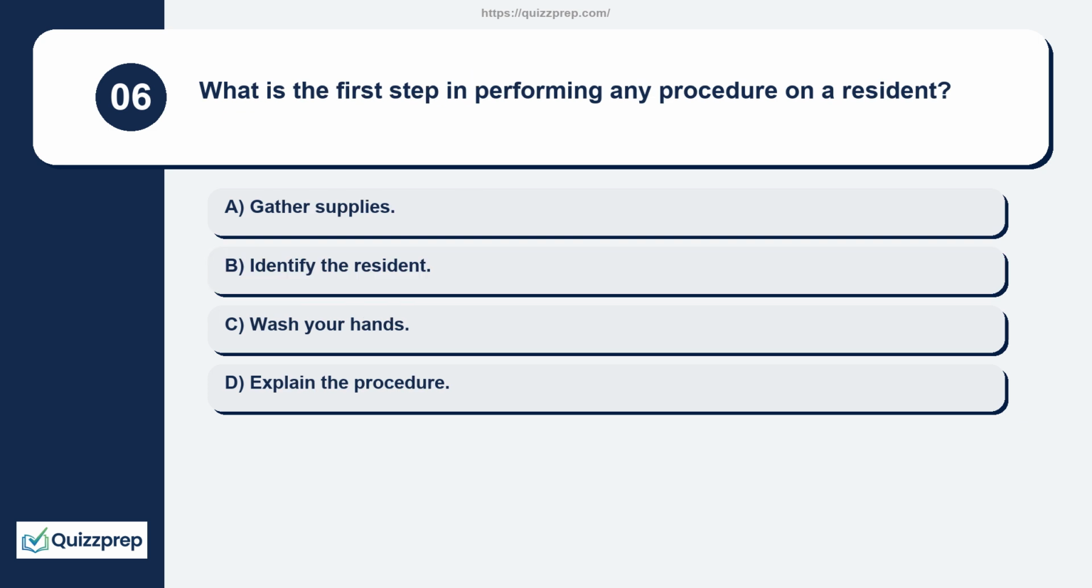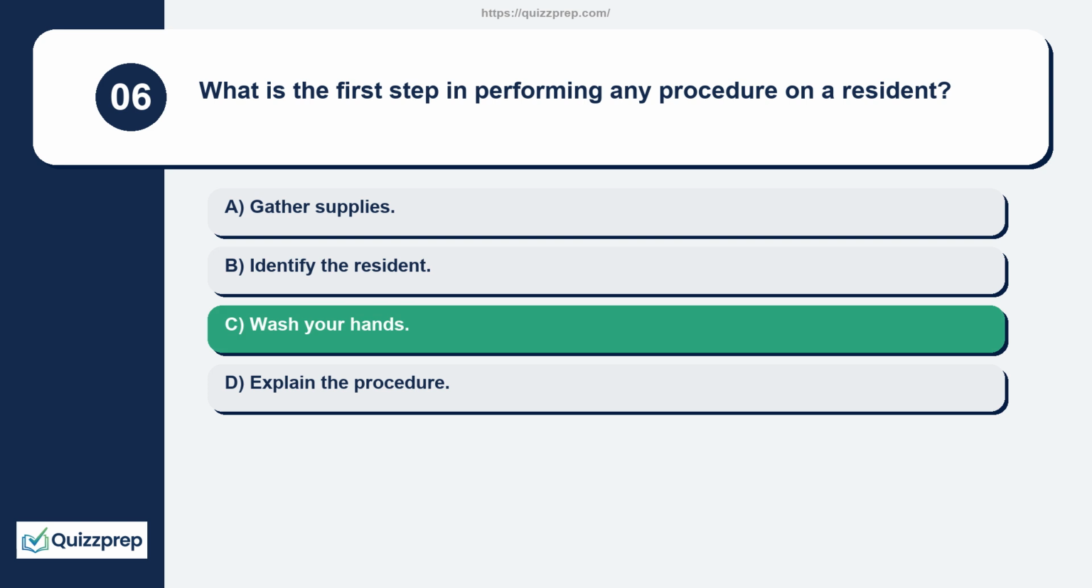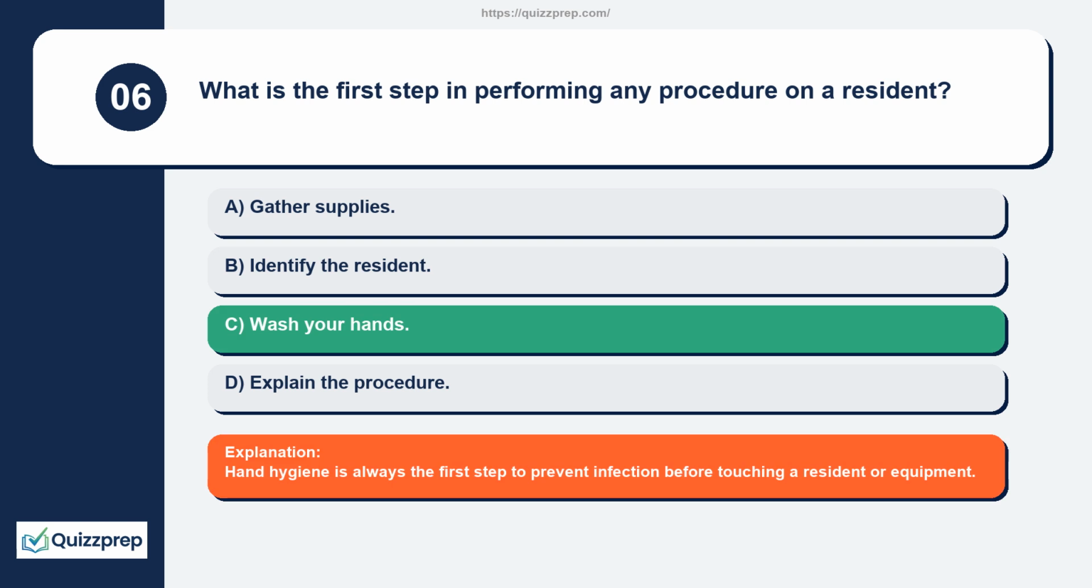Question 6. What is the first step in performing any procedure on a resident? Gather supplies, identify the resident, wash your hands, explain the procedure. Hand hygiene is always the first step to prevent infection before touching a resident or equipment.